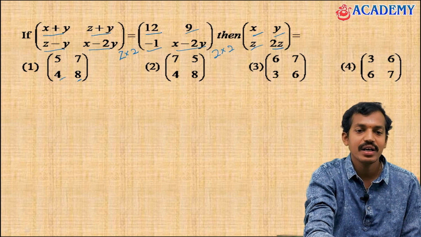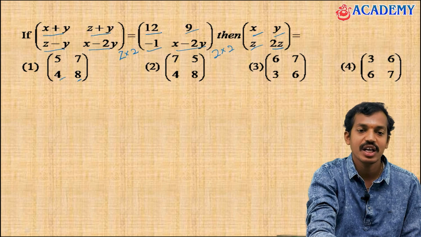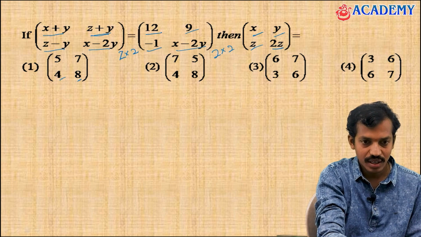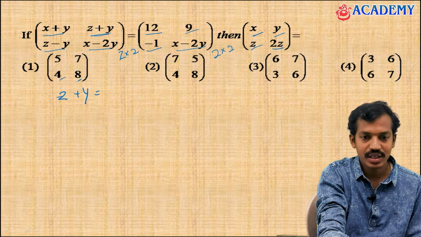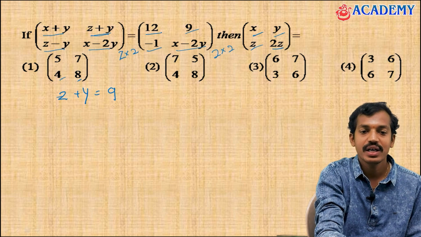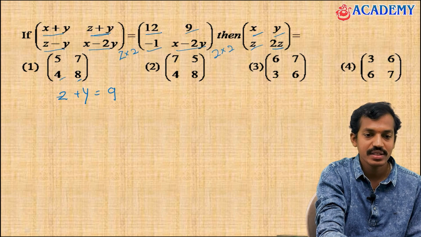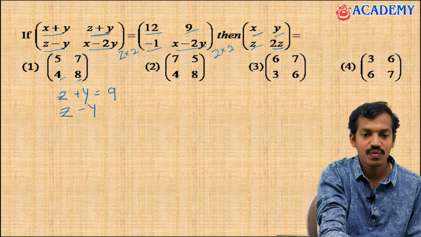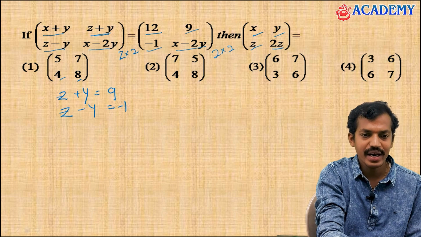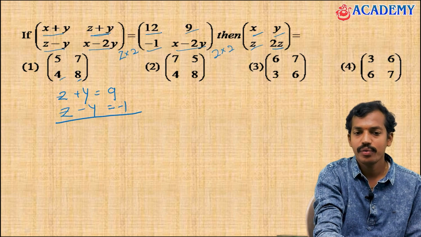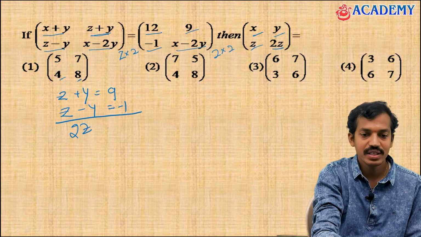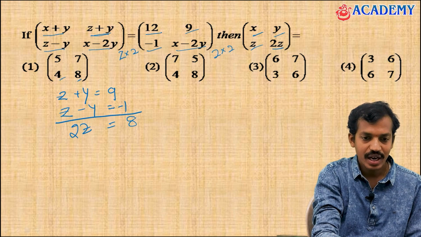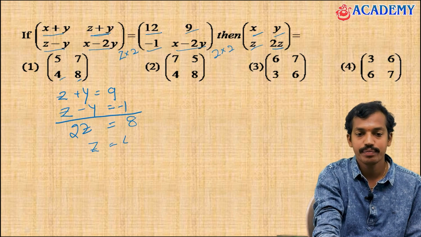To get it easily, I am choosing the first row second column element, that is z plus y equals 9, since the first row second column element in the other matrix is 9. And one more, I am taking z minus y equals minus 1. I am adding these two: z plus z is 2z, and plus y minus y is 0, and 9 minus 1 is 8. With this I got z equals 4.